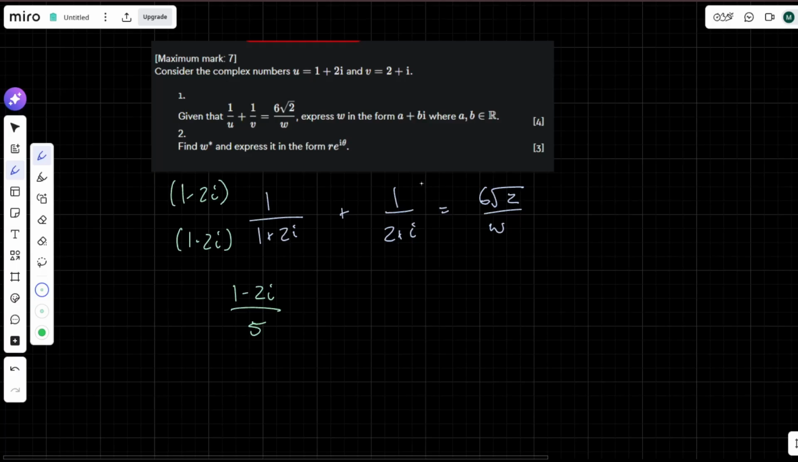And then we do the same thing over here. 2 minus i on top and bottom, and then this becomes 4 plus 1. This also becomes 5. Is that right? 2 squared is 4, 2i minus 2i cancels, negative i squared, that's just 1. So 4 plus 1. Brilliant. Good news.